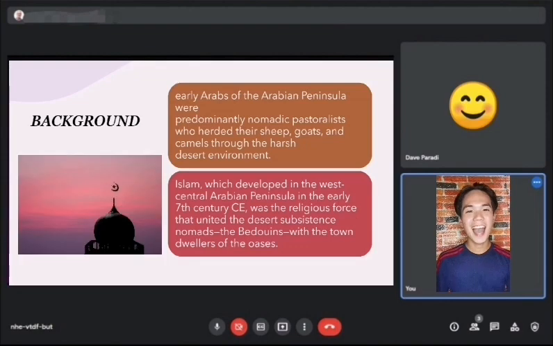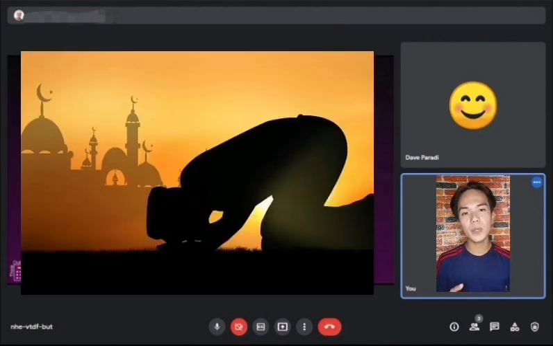So we have Islam, of course. Islam, which developed in the west central Arabian Peninsula in the early 7th century CE, was the religious force that united the desert subsistence nomads and the Bedouins with the town dwellers of the oasis. Within a century, Islam had spread throughout most of the present-day Arabic-speaking world and beyond, from Central Asia to the Iberian Peninsula.